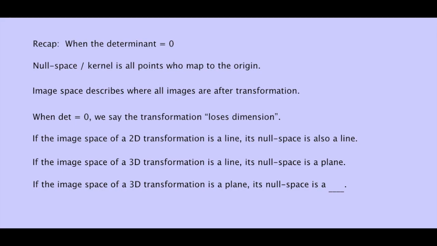If the image space of a 2D transformation is a line, its null space is also a line. If the image space of a 3D transformation is a line, its null space is a plane. If the image space of a 3D transformation is a plane, its null space is a what? We haven't seen an example of this yet, but next time we'll take a look at a transformation in 3D whose image space is a plane and null space is something else.